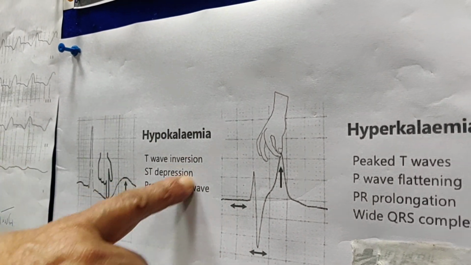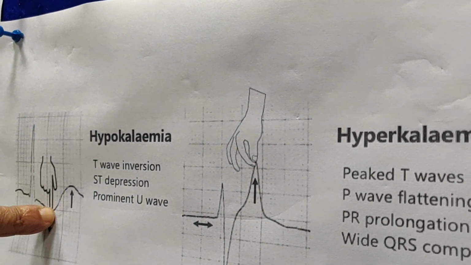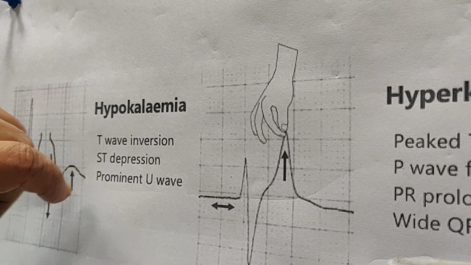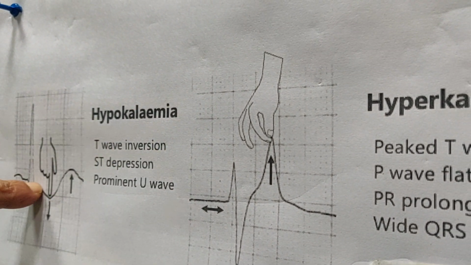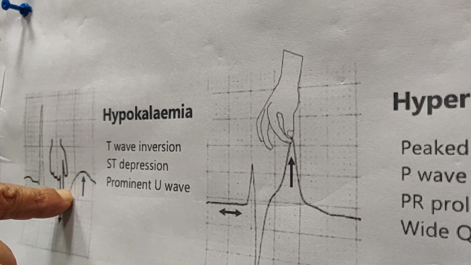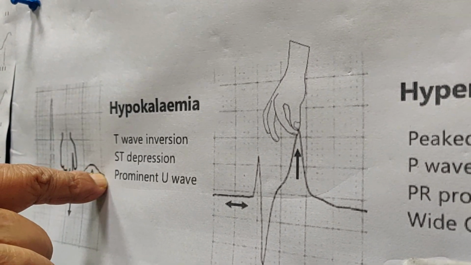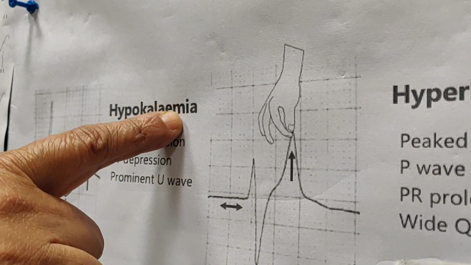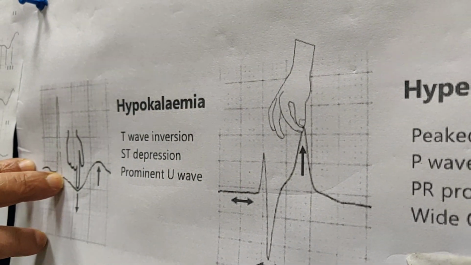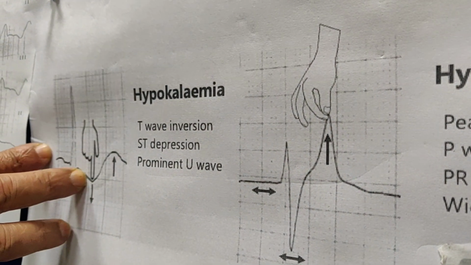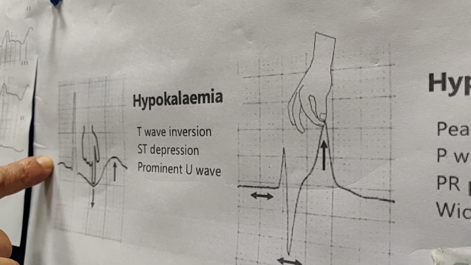So if I say hypokalemia, here you assume that the T wave is being pushed. So what will happen? The T wave will flatten, then it will invert, and then there will be ST segment depression, and then there will be a prominent U wave. These are the features of hypokalemia. And then a little bit of stretch, because it will go like this and then like this. So a little bit of stretch on the PR interval also. PR interval will prolong eventually.